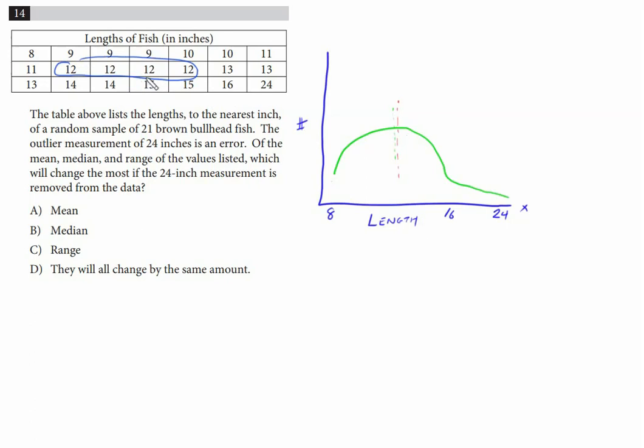But the range, let's take a look at the range, which is the difference between the largest and smallest number. If we have the 24-inch measurement in here, then the range is 24 minus 8, which is 16. And if we remove it, it's 16 minus 8, which is 8. Now this represents a change of 8. So I think the answer to this one is going to be C, range.